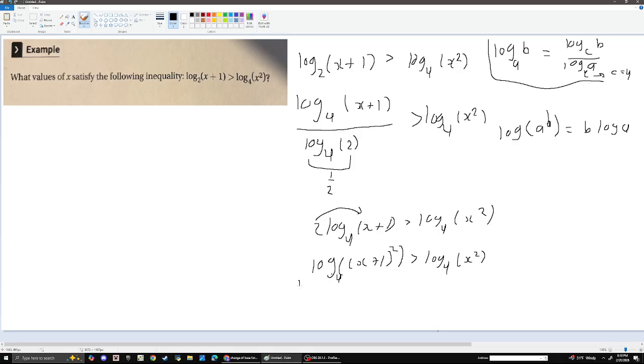Now let's exponentiate both sides to the base of 4, right? And those logs and those bases will cancel. What we'll be left with is x plus 1 squared is greater than x squared.